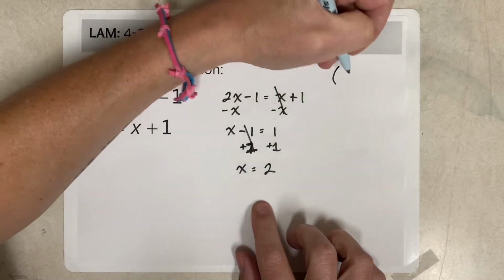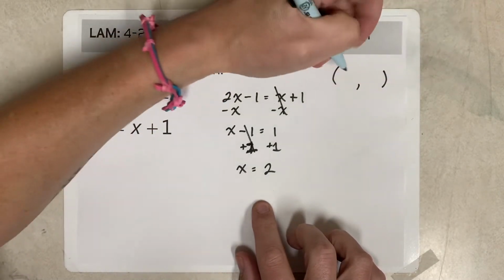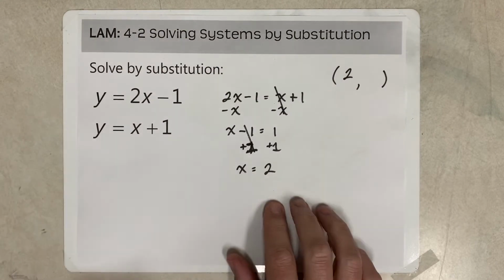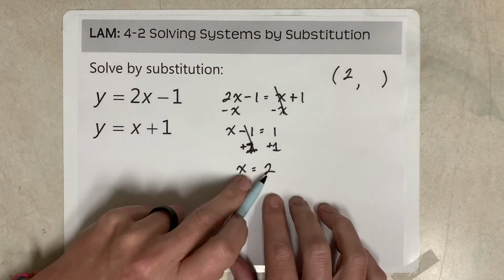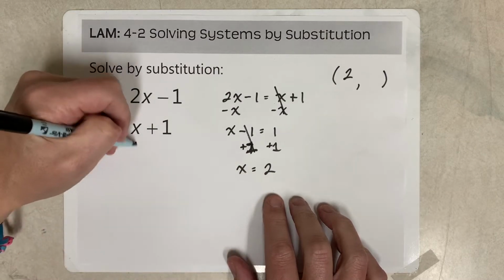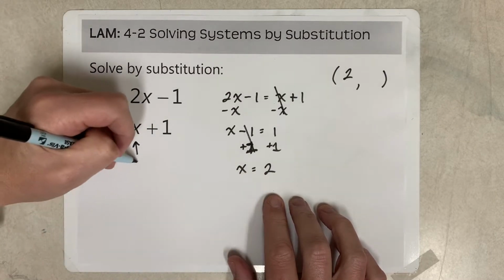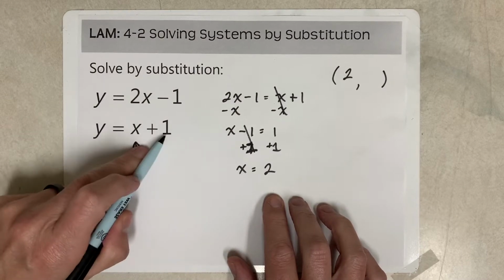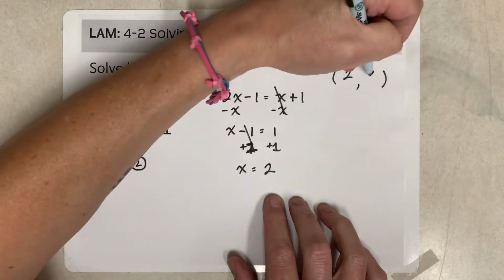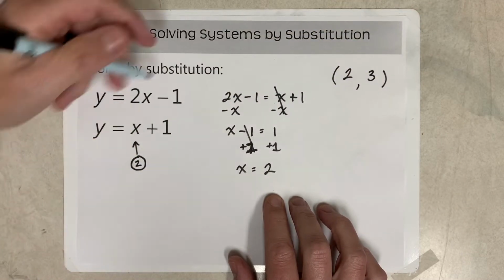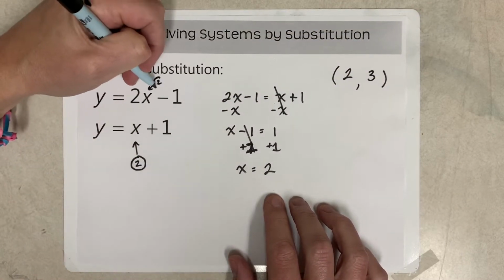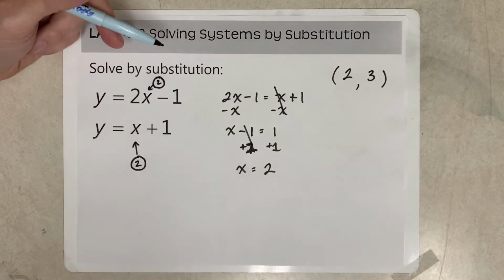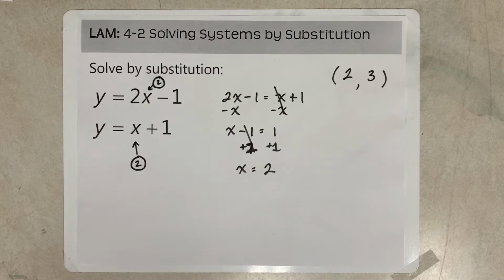Wherever these two lines meet, we don't know yet, but we do know the x coordinate of where they meet is 2. To get the y coordinate, you take this value for x and plug it back into one of the equations. If x is 2, then 2 plus 1 is 3, and that's my y value. You could have plugged it in up here also, and it will still give you 3: 2 times 2 is 4, take away 1 is still 3. So (2, 3) is the solution.